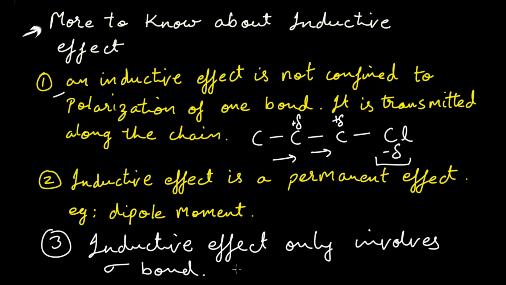Remember this point. Pi bond is not involved in inductive effect. Inductive effect only involves sigma bond electrons. Only sigma bond electrons will help you to see whether there is inductive effect going on or not. So this will be it for inductive effect. In the next, we will go for the mesomeric effect.